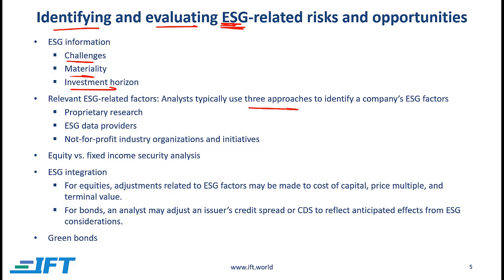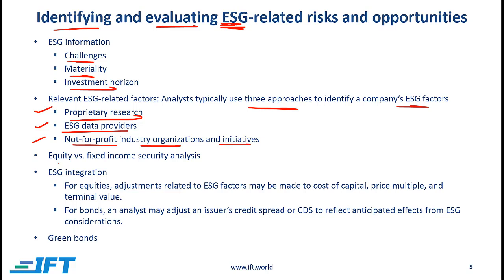We can use multiple approaches to identify a company's ESG factors. One is proprietary research. So, as an analyst, we can do our own research, or we can use the research that is created by our investment firm or our research firm. We can use information provided by ESG data providers. These tend to be for-profit entities that give data for a fee. We can also use information which is provided by not-for-profit industry organizations and initiatives.